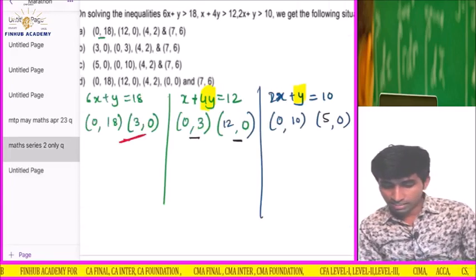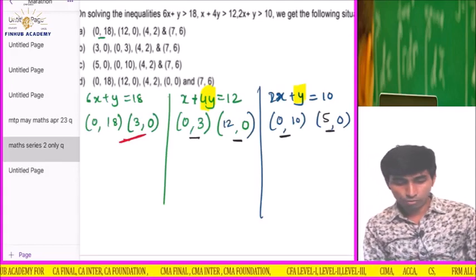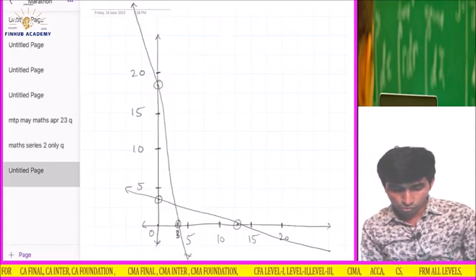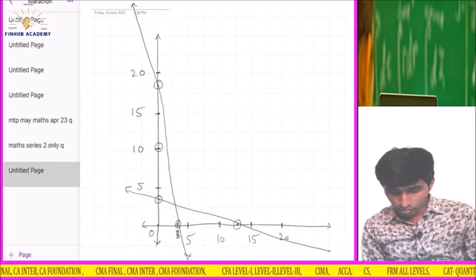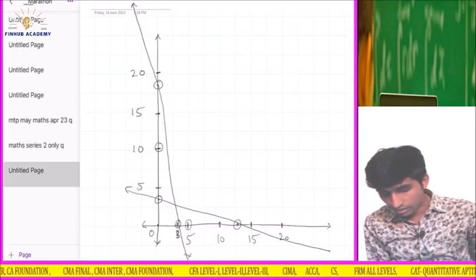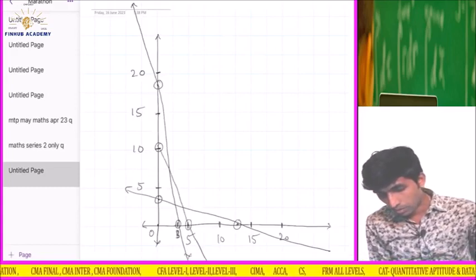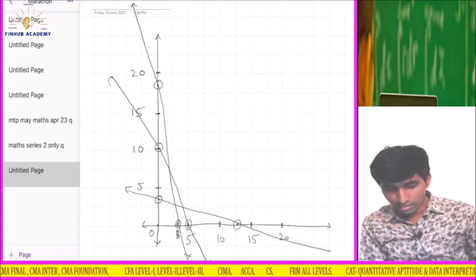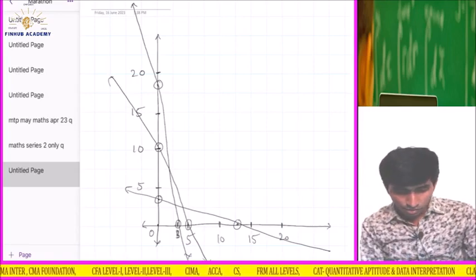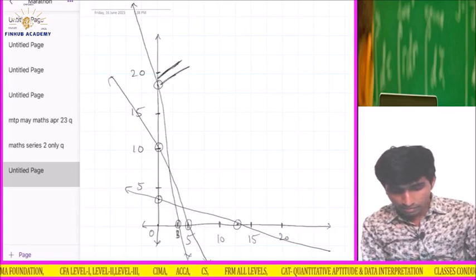We only want what? The feasible region. Next is (0, 10) and (5, 0). (0, 10) will be here, (5, 0) will be here. So this is my line. Understood? If you check now, all lines had a greater than sign. So this is my feasible region.